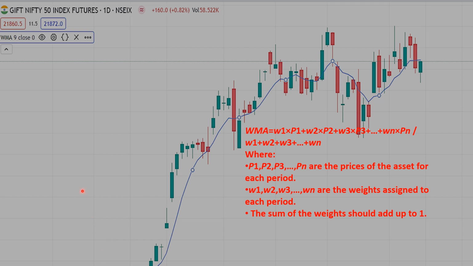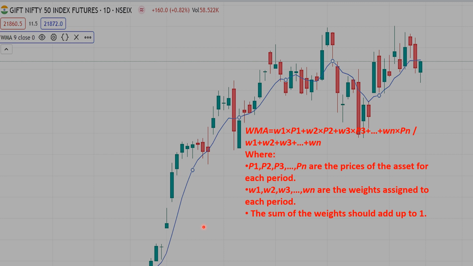Weighted moving average is another type of moving average that assigns different weights to each data point in the calculation. Unlike the SMA, simple moving average, which assigns equal weight to each period, the weighted moving average gives more importance to the recent data points.